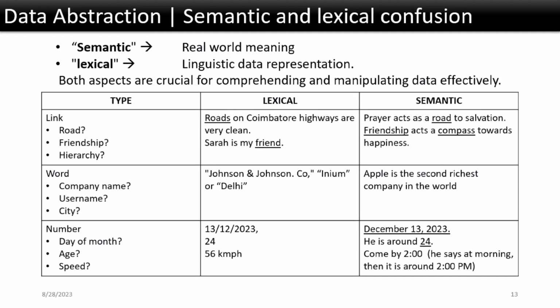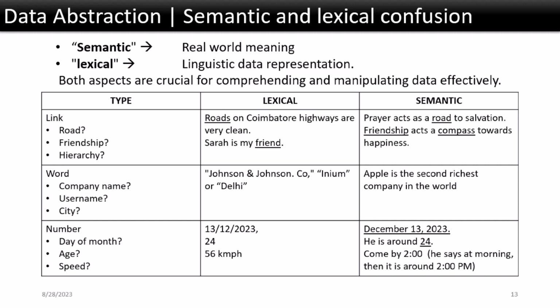For example, for link type of data like road, friendship, hierarchy. In the lexical way, roads on Coimbatore highways are very clear. Sarah is my friend. Lexical. Normally the meaning of road is the common road which we are saying. The word friend has the common meaning. And in the semantic side, if you say prayer acts as a road of salvation, the road is being used as a metaphor here. Friendship acts as a compass towards happiness.